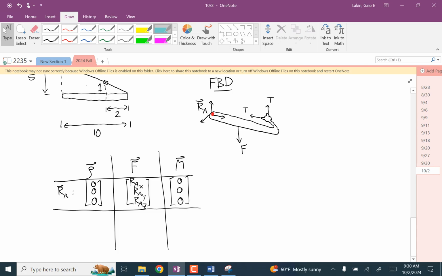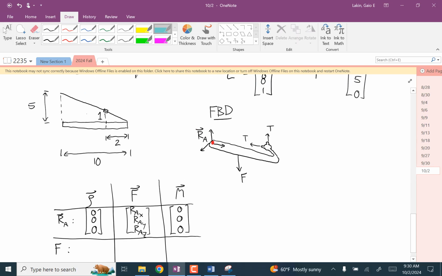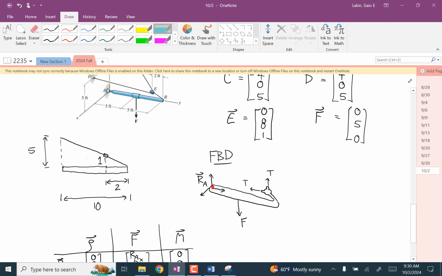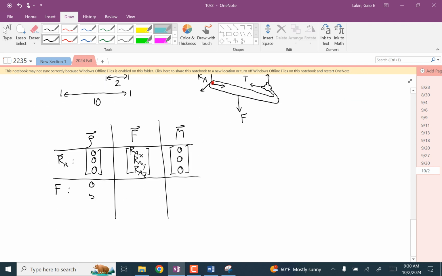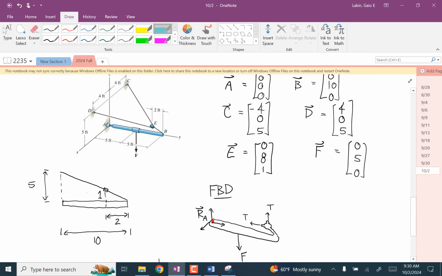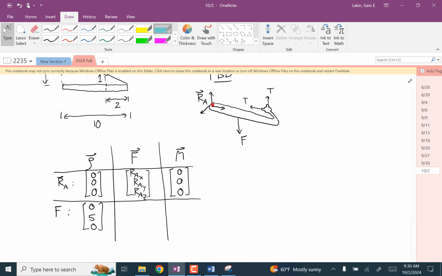And now, I'll do F. So that row vector is 0, 5, 0. The force is in the negative Z direction, so 0, 0, negative F. And so this is negative 5F, 0, 0 for a moment.